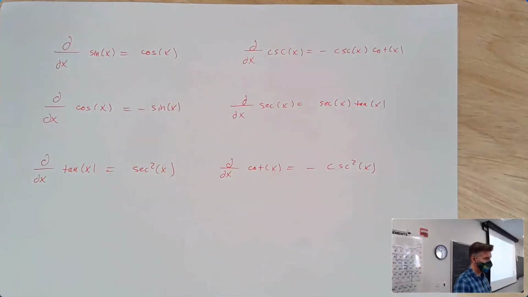So yeah, those are your 6 trig derivatives. I highly, highly recommend memorizing them. It will come up over and over and over again. And I do encourage you to memorize them in this way, where you have sine, cosine, tangent on the left, cosecant, secant, cotangent on the right.